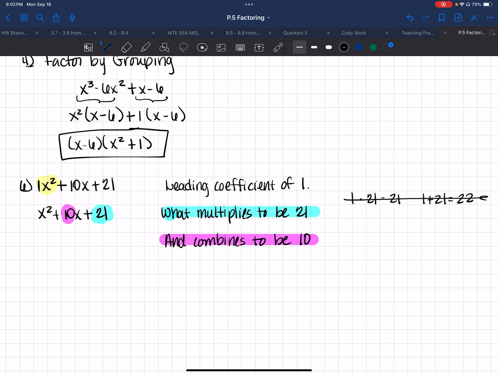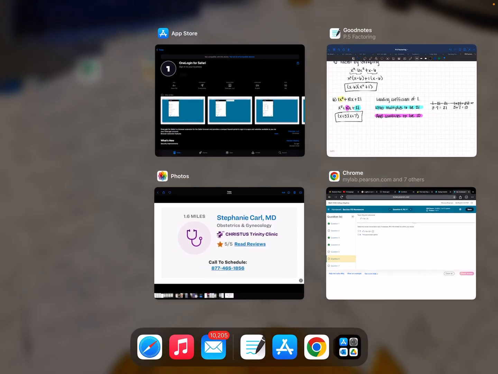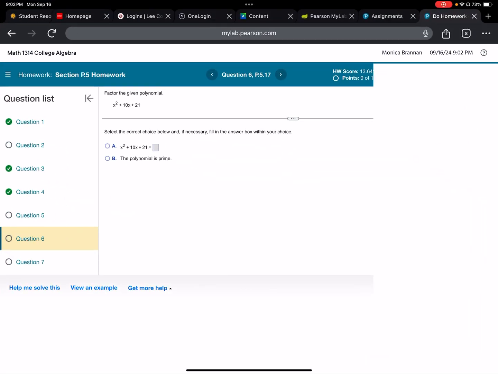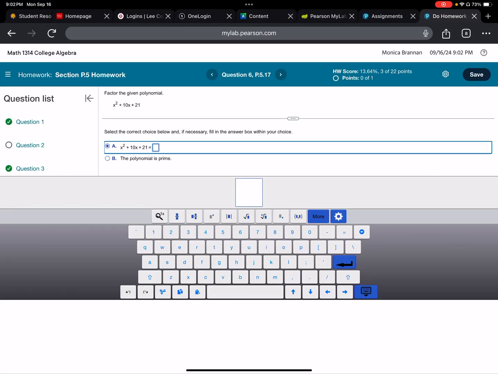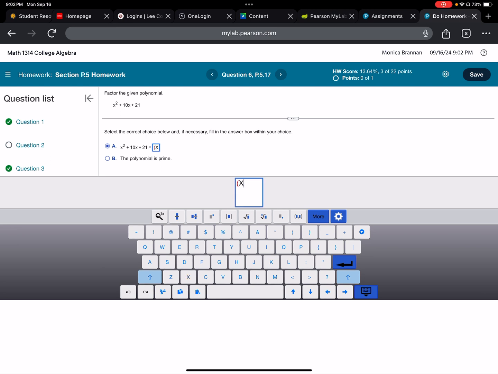Okay, let's do another 21. Well, I've got 3 times 7 equals 21. And then what's 3 plus 7? Well, yep, that's 10. So I know I'm going to use 3 and 7. And so this will become x plus 3 times x plus 7. And it's factored. So we can go back over here and we can type in x plus 3.